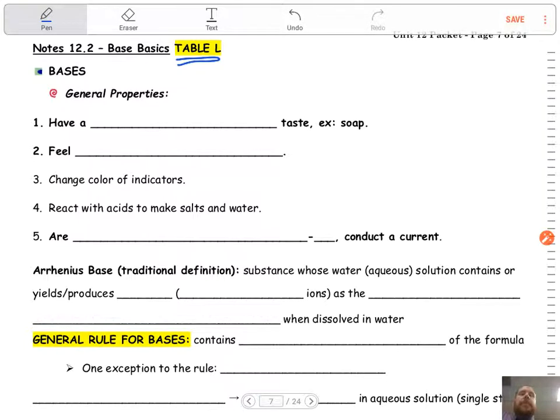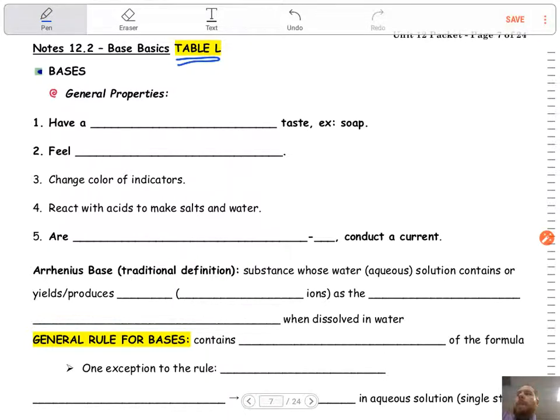This is found on table L. I'm sure by looking at table K, you have seen that they only give you 4 common bases. Again, those are the biggest ones that you will probably use a lot of, but really as we go through this, we'll talk about how to identify bases.